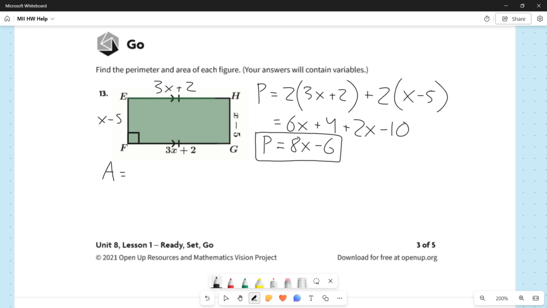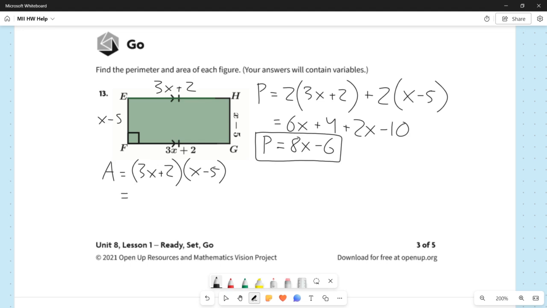The area of a rectangle, which is also the same as the area of a parallelogram, is base times height. Now, what's nice with a rectangle is that our base and our height are our side lengths. That is not true for a parallelogram, but with a rectangle, we can just take one of our side lengths. We can take our length, which we'll call 3x plus 2, and simply multiply by our height, which in this case is x minus 5.